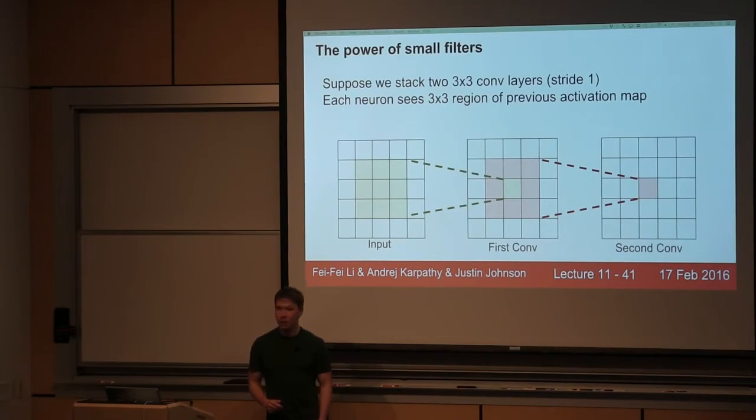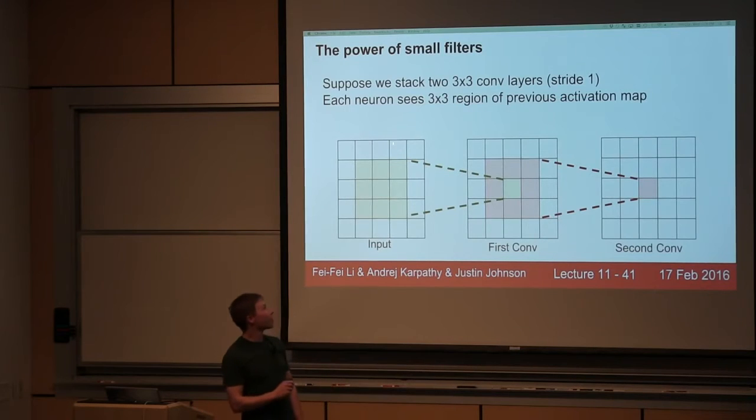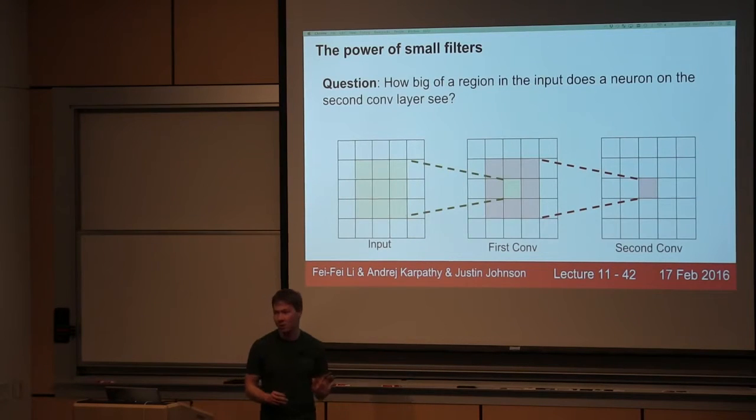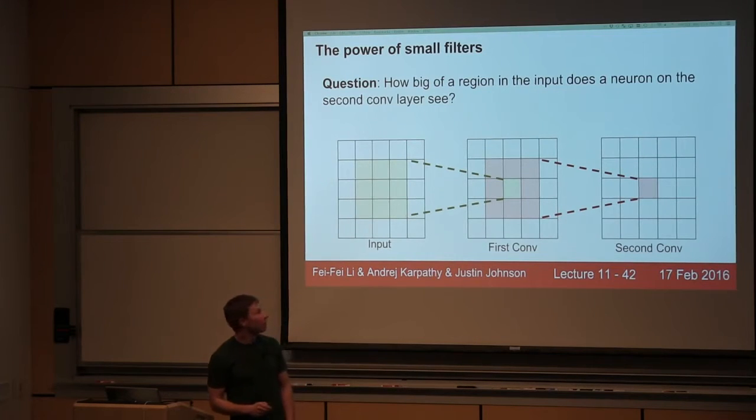So here's a question. Suppose that we have a network that has 2 layers of 3x3 convolutions. So this would be the input, this would be the activation map in the first layer, this would be the activation map after 2 layers of convolution. So the question is, for a neuron on this second layer, how big of a region on the input does it see? So this was on your midterm, so I hope you all know the answer to this. Anyone? Okay, maybe that was a hard midterm question.